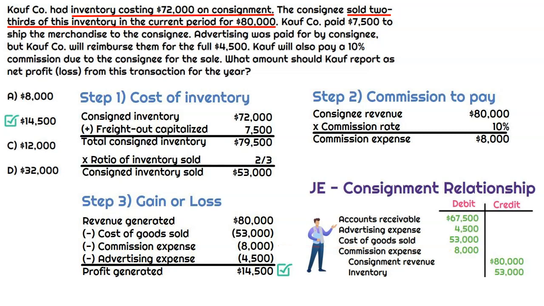Now ultimately, the consignee would owe Koff some money for the inventory they sold, but they would likely back out the commission expense and the advertising expense. And that means that really Koff would only receive $67,500 from the consignee, right? Because they've got to reimburse them, they've got to pay them their commission, but ultimately the consignee collected the cash on those sales, right? So that is why we have a debit to accounts receivable for $67,500. So that's the full journal entry.